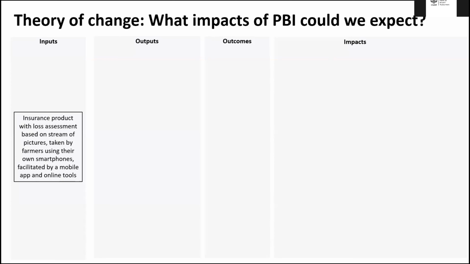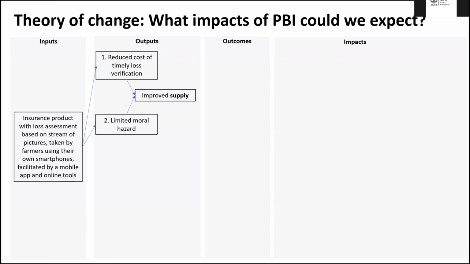So first, a little bit about what type of impacts could we expect? The idea is that with picture-based insurance, we hope to reduce the cost of loss verification and the speed at which losses are being ascertained, so that farmers can receive their insurance payouts faster compared to indemnity-based insurance. Also, with the monitoring throughout the season by sending in images, we are hoping that this design limits moral hazard. So that's another assumption in our theory of change. Those two combined would improve the supply of these types of insurance products.